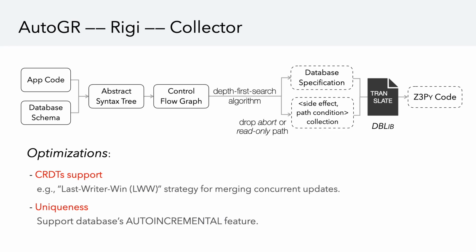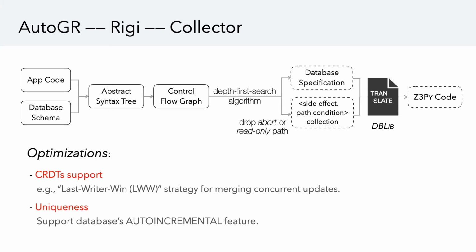The mission of the collector is to collect side effects and their corresponding path conditions and translate them into Z3Py code. It first builds an abstract syntax tree from the source code of the target application to obtain the control flow graph. Then it traverses the entire control flow graph to identify paths with a depth-first search algorithm. We skip paths that are either read-only or leading to abort, since they do not generate side effects.